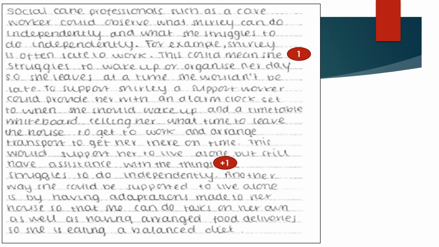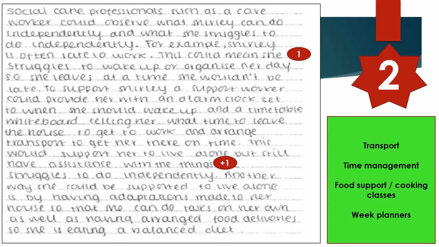So that's probably where your second point, living alone. Another way that she could be supported to live alone is by having adaptations made to her house so that she can do tasks on her own, as well as having arranged food deliveries so she's eating a balanced diet. Again, the example gave this too. There are a couple of points that I think, obviously, there are areas that could be added in. So, you know, they talk about the meals, which could be linked. That was kind of suggested on the mark scheme. But I'm assuming it just needs a little bit more detail, a little bit more explanation, and more links to independence. So a few little tweaks that could be made, but there are some potentials here.